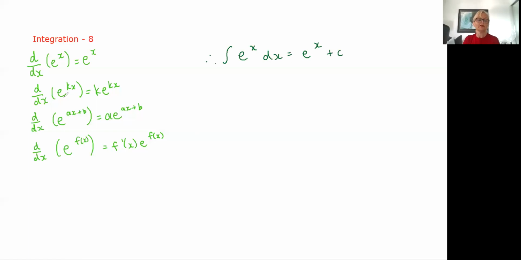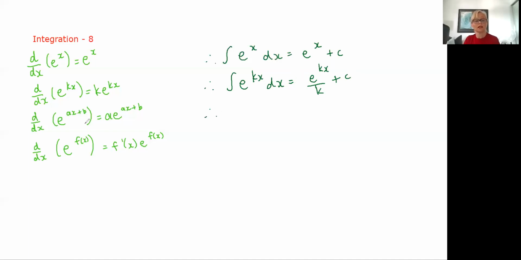Similarly, if we have e to the kx, where k is just some constant, we know using the chain rule that we'd get e to the kx times that k. So if we're going back the other way, and we want the integral of e to the kx, it'll be e to the kx, but over k. We have to divide by that number. It's just a constant, all right? You could put 1 over k out the front if you prefer to write it that way.